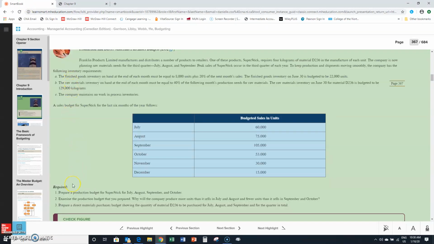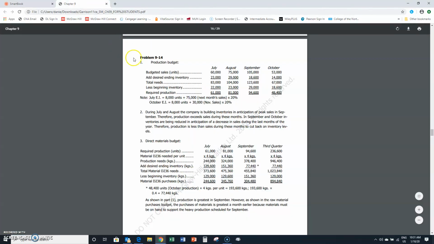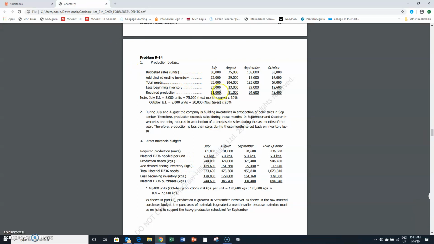Then it asks, examine the production budget that you prepared. Why will the company produce more units than it sells in July and August, and fewer units than it sells in September and October? Well, that's because our ending inventory here, and they explain it here.